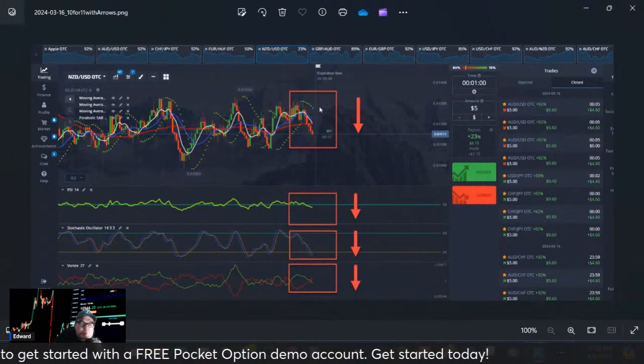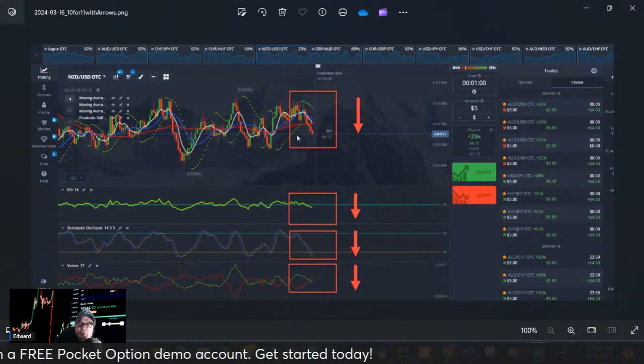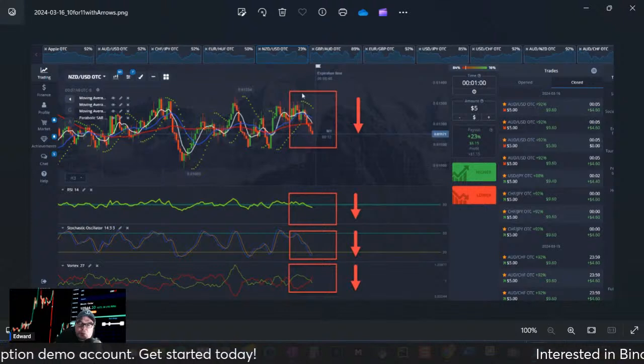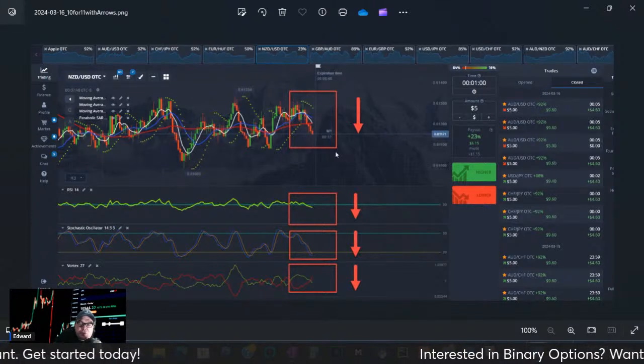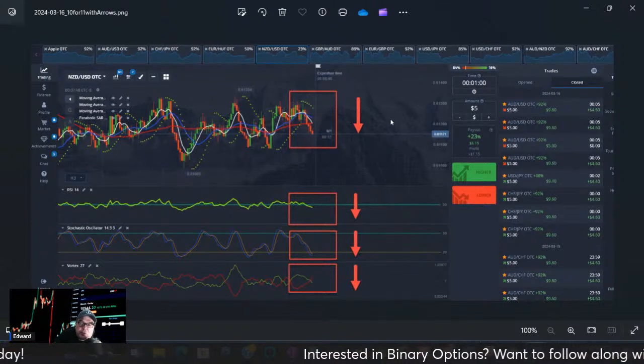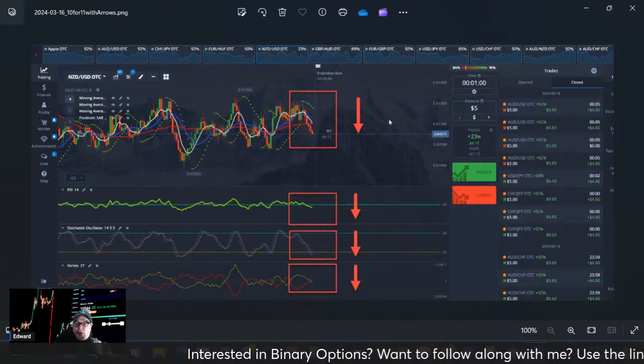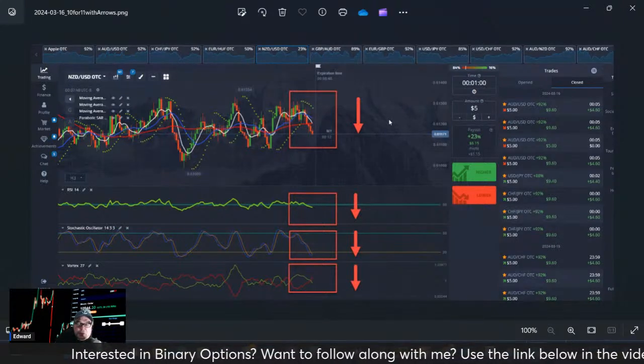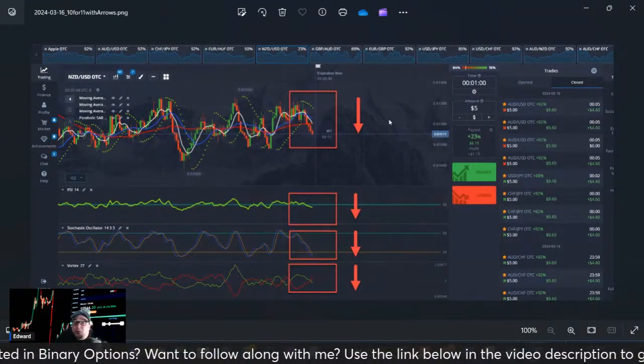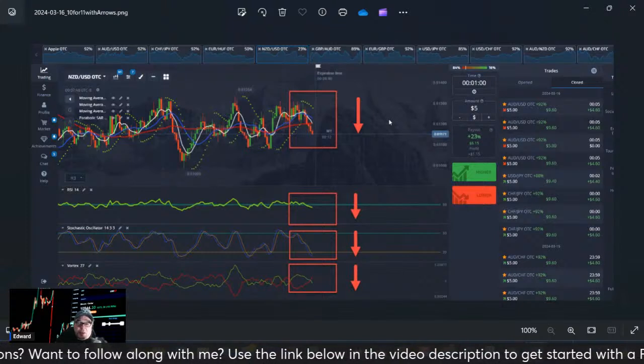All right, so we have the Parabolic SAR, which shows trend change. And then we have the moving averages. There's 3 different moving averages. If you guys want to see what the settings are for my settings here in Pocket Option, they're actually in the comment down below. That way you save us some time and we can get started.